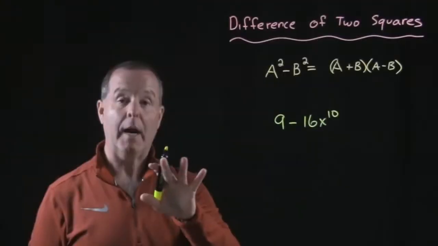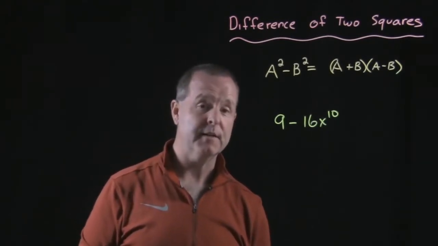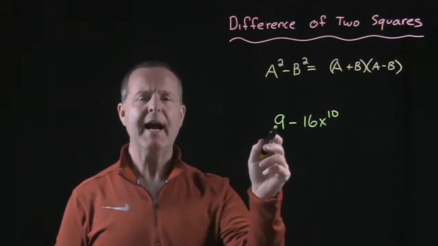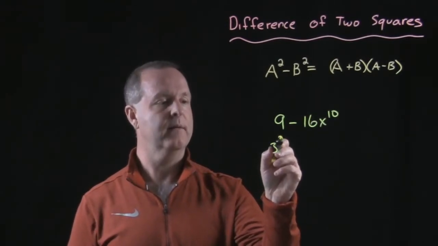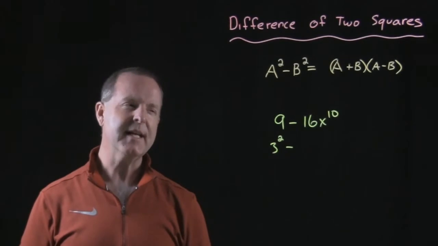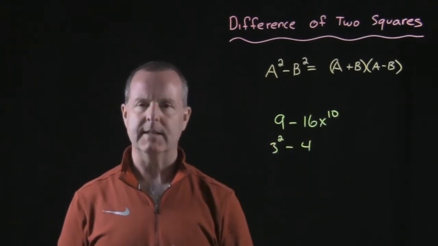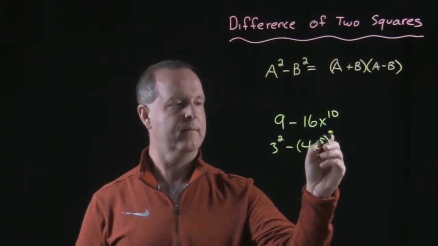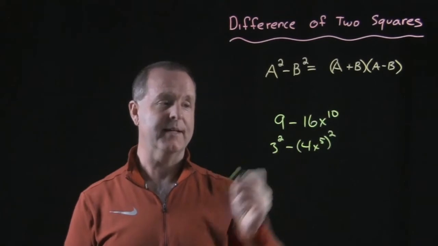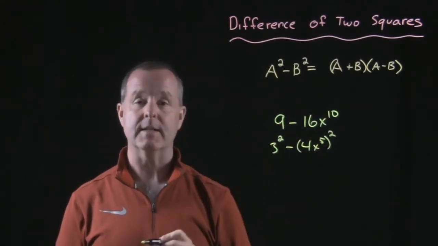Can you recognize 9 minus 16x to the 10th as a difference of perfect squares? Well, the 9 you can. That's 3 times 3. So let's rewrite that as 3 squared. 16? Yeah, I know that one. That's 4 squared. X to the 10th, that's x to the 5th squared. X to the 5th squared is x to the 10th. 4 squared is 16. And 3 squared is 9.